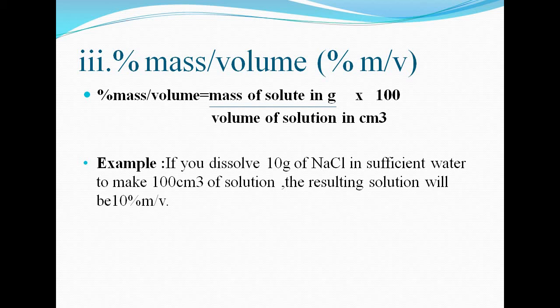For example, I want to dissolve 10 gram of NaCl in a sufficient amount of water to make it 100 centimeter cube of a solution. I have taken 10 gram of NaCl, but I have to make it 100 centimeter cube of a solution, because volume of solution must be in centimeter cube. So in 100 centimeter cube of a solution, how much NaCl is dissolved? 10 gram. So the concentration is expressed as 10% mass by volume, m by v.